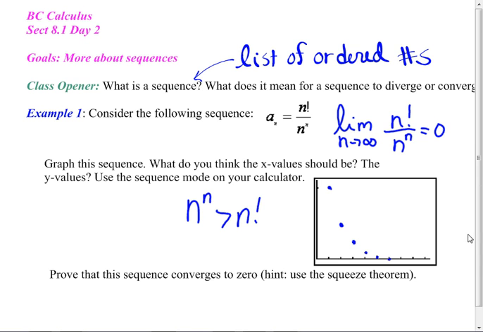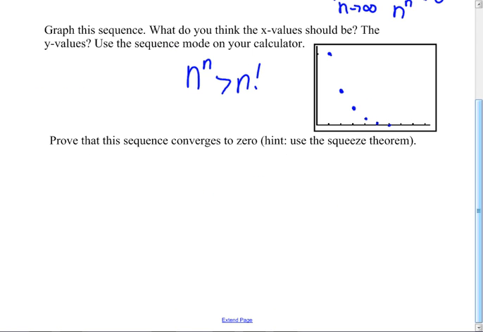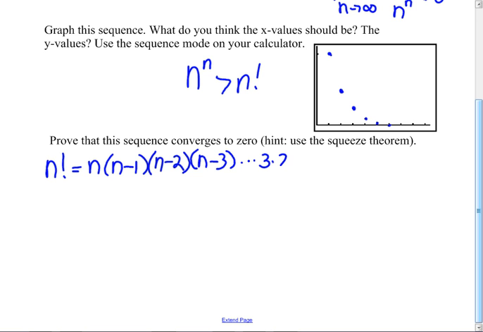That's okay. In general, n factorial is n times n minus 1, times n minus 2, times n minus 3, dot, dot, dot, times 3 times 2 times 1.